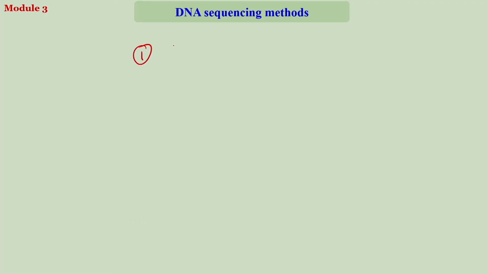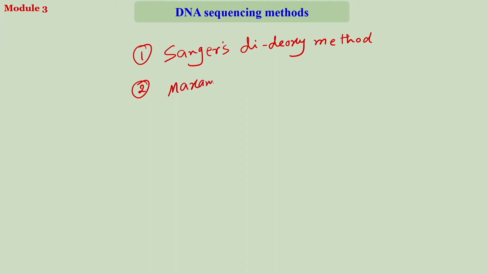Primarily, there are two most popular methods that are used for sequencing a DNA. One is Sanger's method, this is called the di-deoxy method. The second one is the Maxam-Gilbert method. So, these two methods we will discuss. The first is Sanger's di-deoxy method.